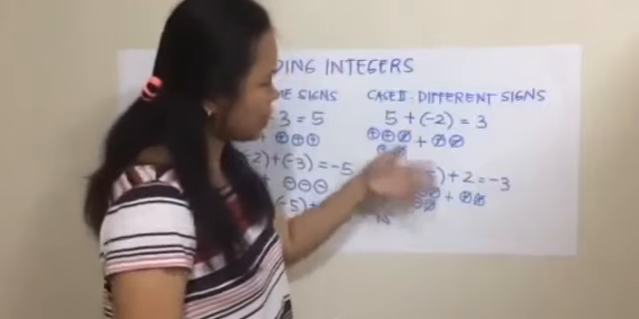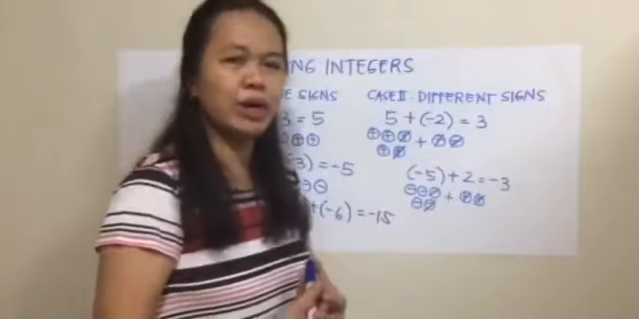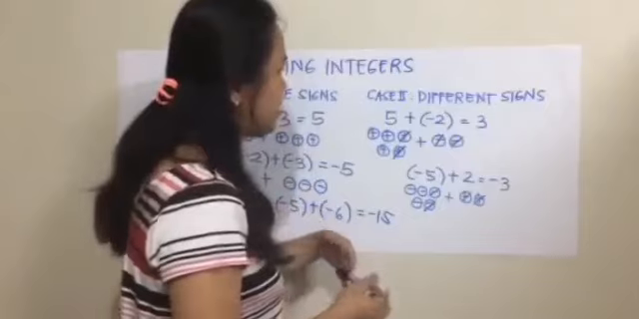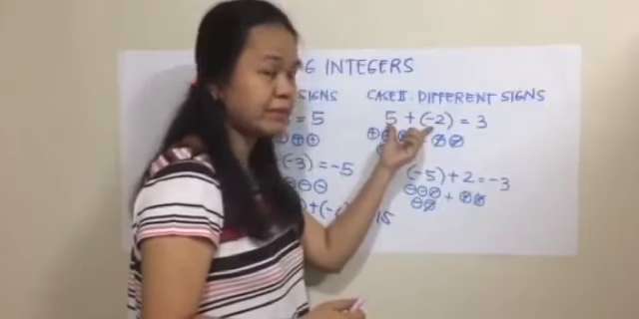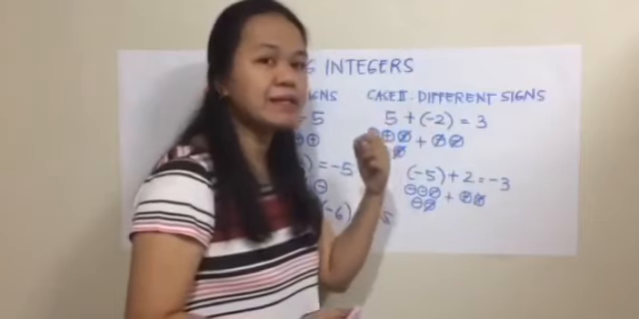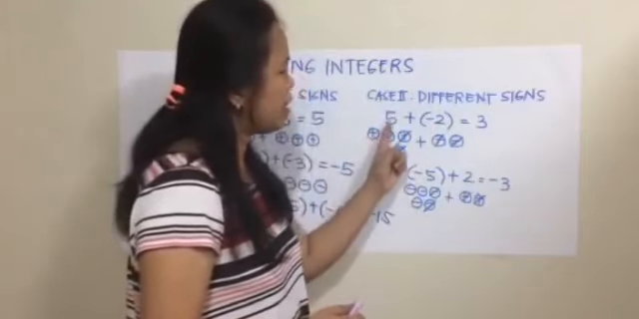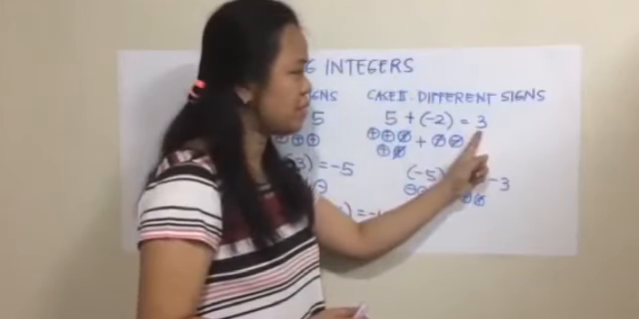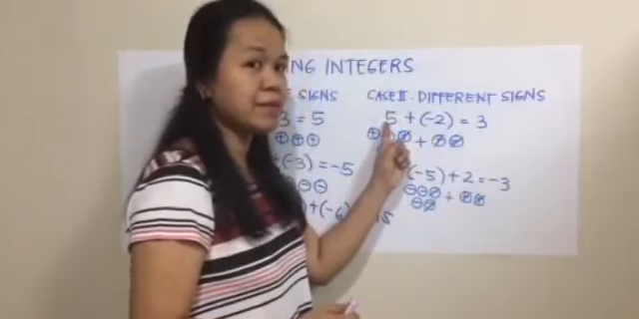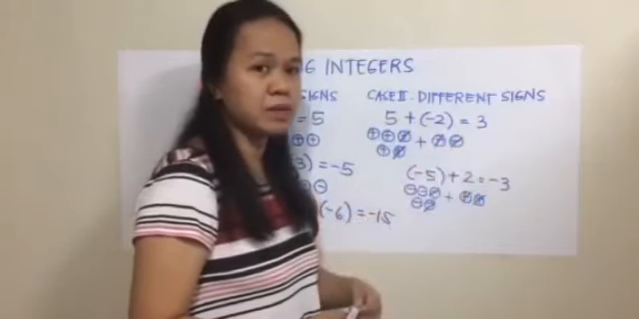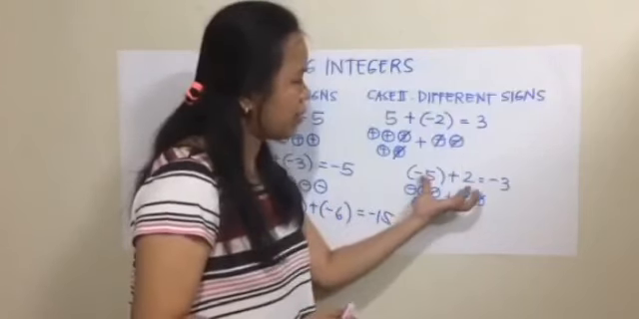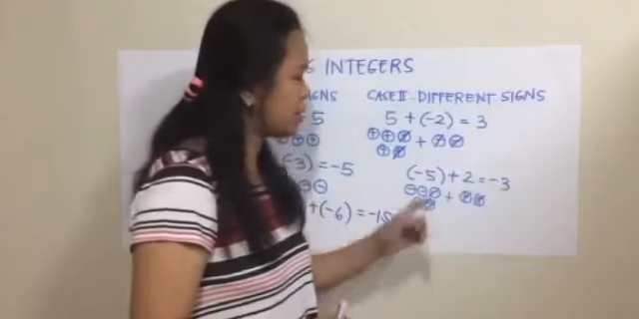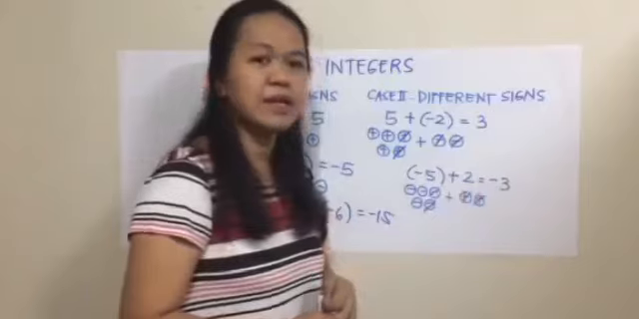Okay, so try to observe this one. What do you think is the rule when you are adding integers having different signs? So when you are adding integers having different signs, you subtract the numbers and then copy the sign of the bigger number. So here, subtract first. 5 minus 2, you get 3. What is the sign of the bigger number? The bigger number is 5. The sign is positive, so your answer is positive. And look at this one. So 5 and 2. When you subtract 5 and 2, you will get 3. But what is the sign of the bigger number? The sign is negative. So that's why your answer is negative 3.